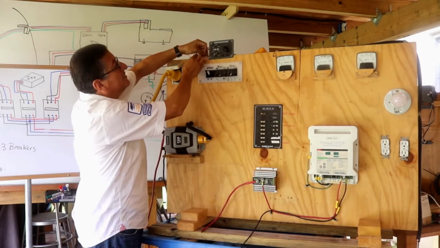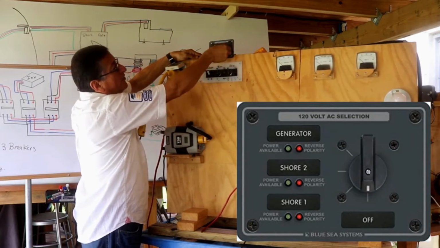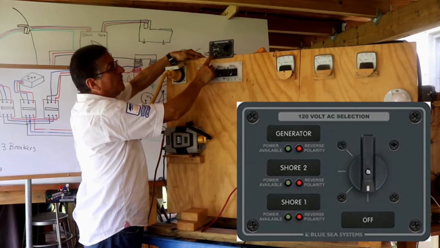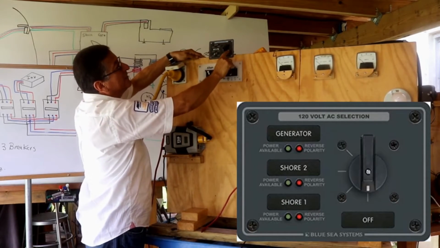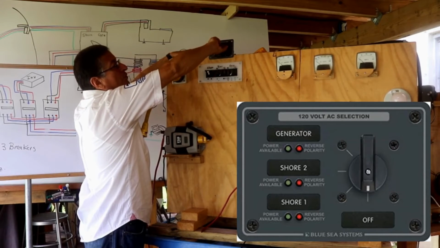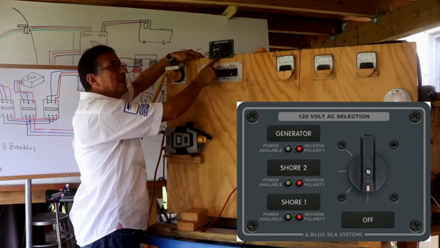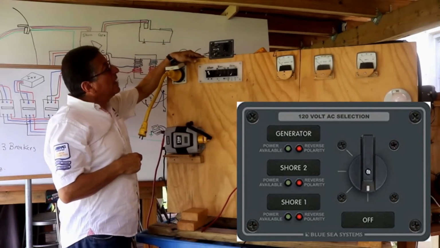This is the AC switch selector. Generator position, inverter position, or shore power position. Shore power, inverter, generator, and this is the output. This is the switch selector for one position, two positions, three positions, and off. Right? This is the AC switch selector.